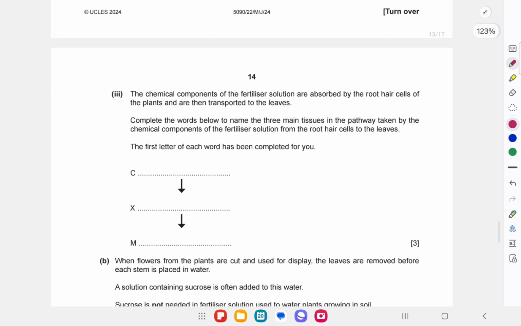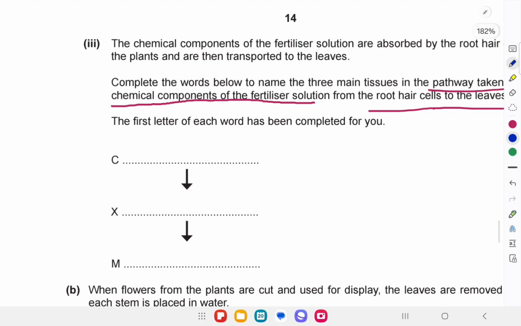The chemical components of the fertilizer solution are absorbed by the root hair cells of the plants and are then transported to the leaves. Complete the word below to name the 3 main tissues in the pathway taken by the chemical components of the fertilizer solution from the root hair cells to the leaf. So the first letter is cortex. The second one is xylem, obviously, and lastly mesophyll.